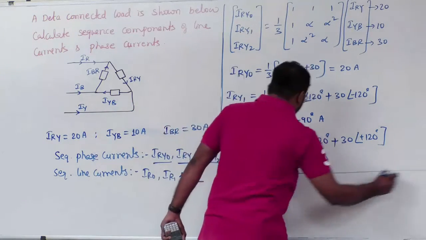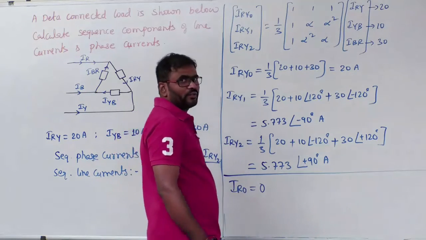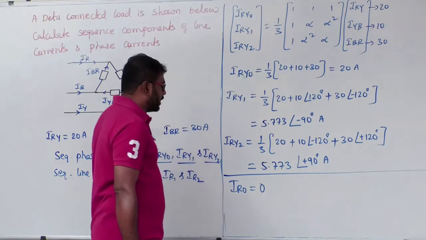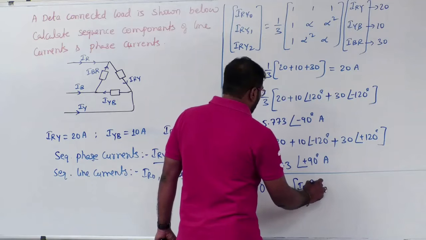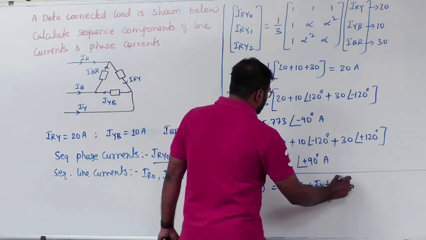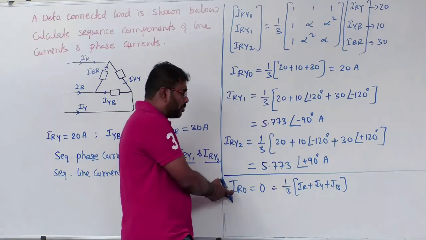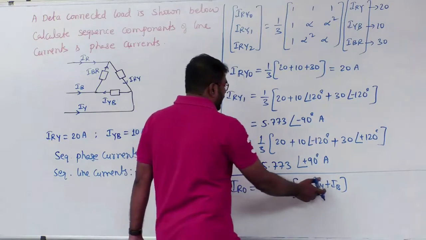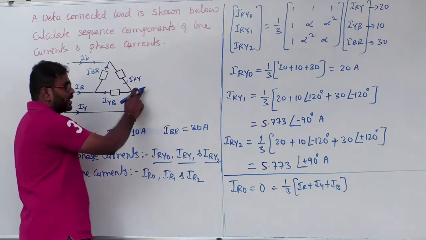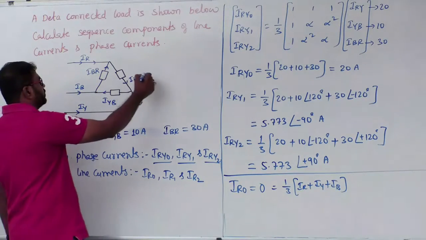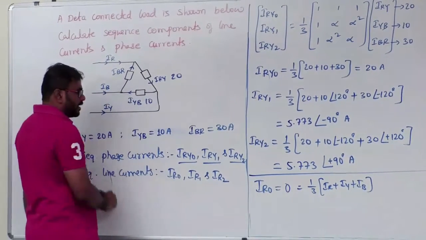Now what is IR0? Blindly, it is equal to 0. If you have any doubt, what is the formula for IR0? IR0 equals 1 by 3 times IR plus IY plus IB. That means these are unbalanced line currents and this is the zero sequence component of line current. So what are IR, IY, IB? Let's have a look. IRY value is 20, IYB value 10, IBR value 30.